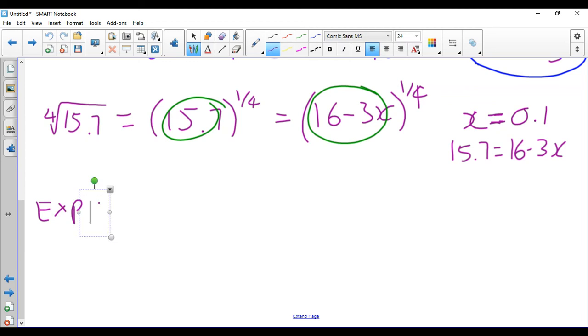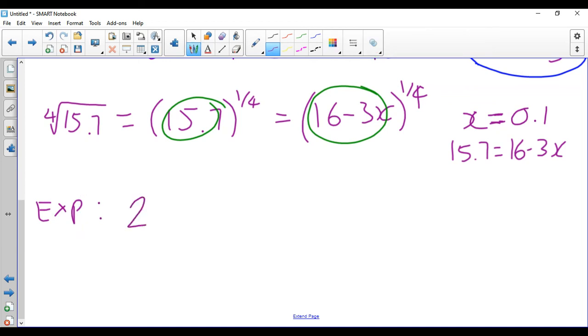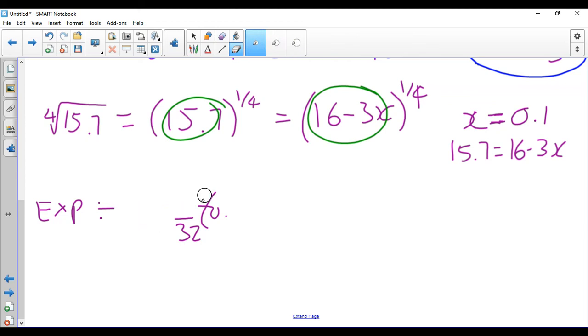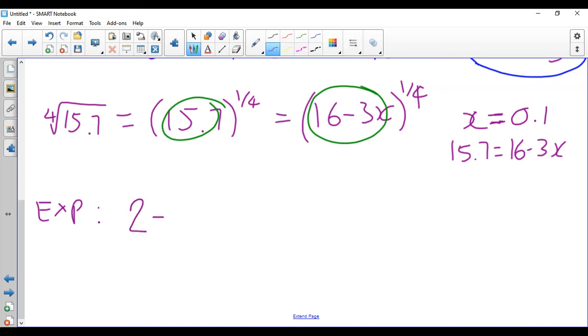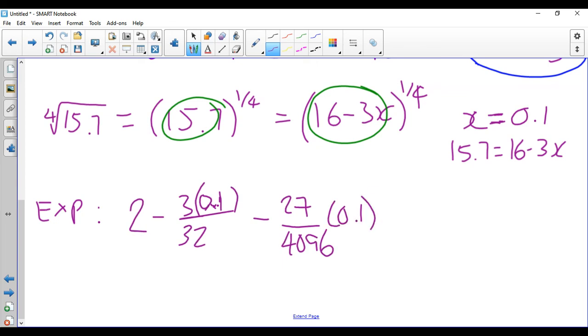So that gives me 2 minus 3 over 32, 0.1. Right, let's just start that line again. I think I keep catching my trackpad on my laptop. That's all that is. So that's 2 minus 3 over 32, 0.1, minus 27 over 4096 lots of 0.1 squared.